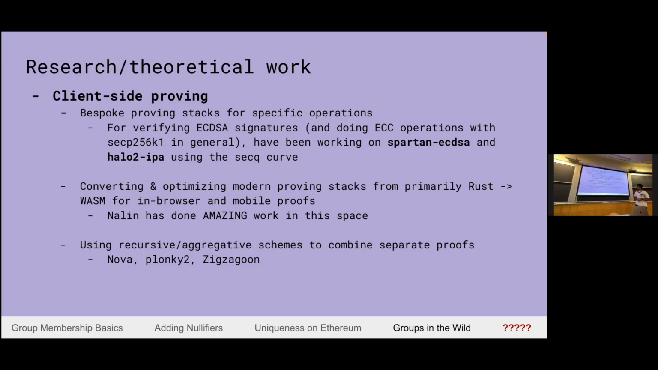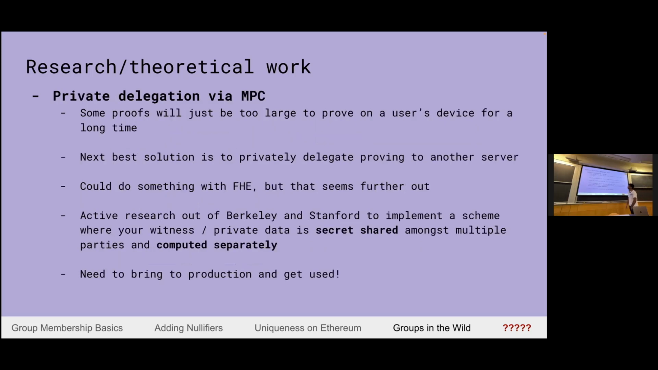Another thing that's really exciting is using some of these recursive aggregation schemes that are coming out to combine separate proofs that you generate about yourself into one big proof. Brandon's working on Zigzagoon, which he gave a presentation on yesterday. And there's Nova, Plonky 2, all sorts of other stuff. You can go to the next one.